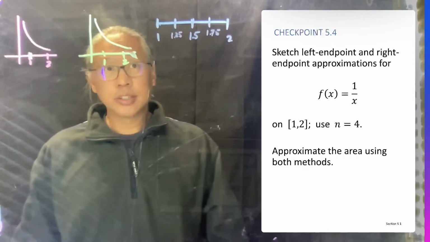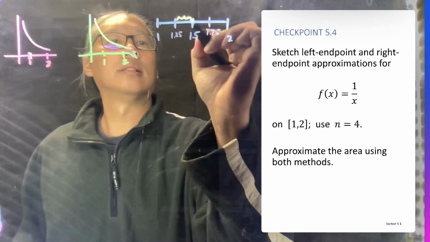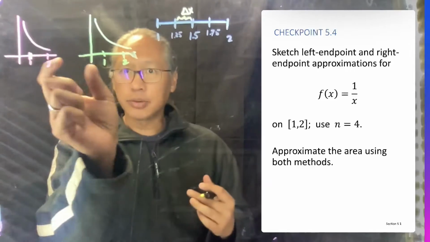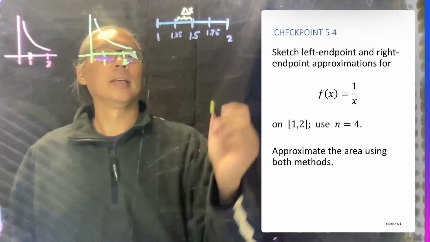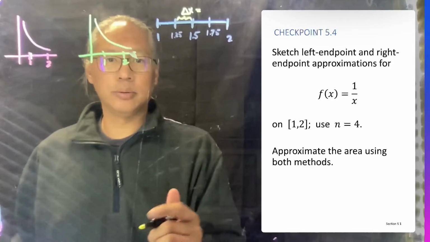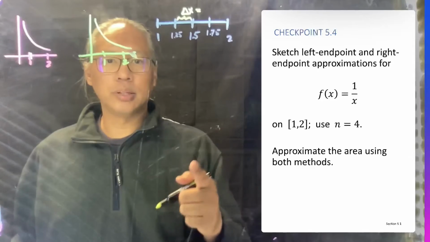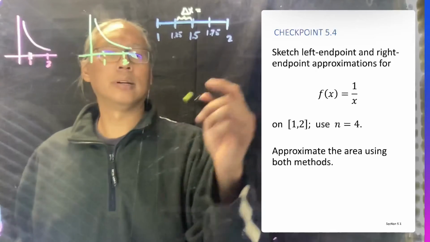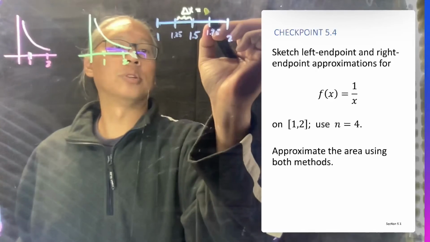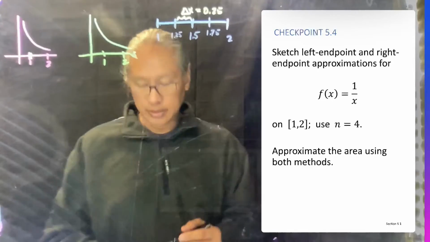The other thing that we're interested in is figuring out what the lengths of these things are, the delta x, which is going to be the base of the rectangles that we're going to draw, and the base of those rectangles is just going to be 1/4. We can think about that formula where you have 2 minus 1 divided by n, which is 4. That's b minus a divided by n. So 2 minus 1 divided by 4 is 1/4. Let's go ahead and write that as a decimal.